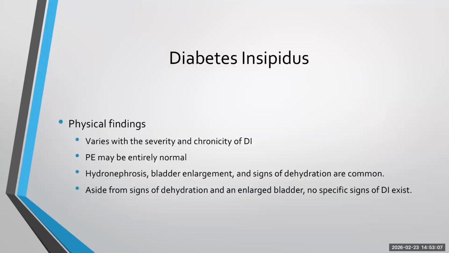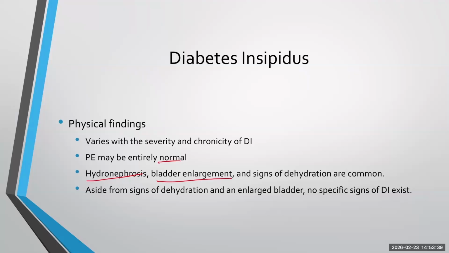Physical findings vary with the severity of the DI. Physical exam may be normal. They may get hydronephrosis, bladder enlargement because of all the excess urine that they're producing. The bladder's got to store it. It's going to get bigger because you're producing a lot more urine. You may get some water on the kidney, the hydronephrosis, because the bladder's full, but the kidneys are still making urine. It gets backed up the ureters and back into the kidney.